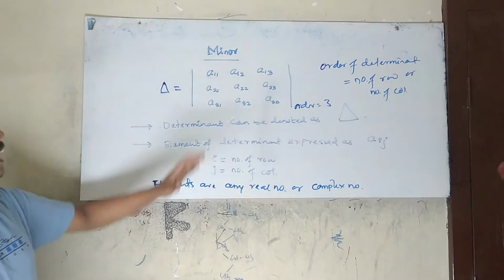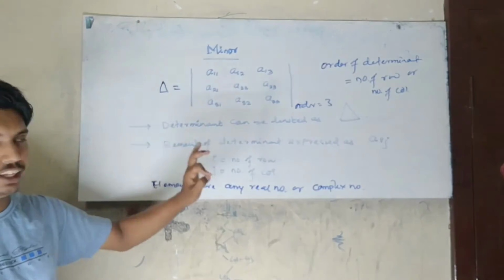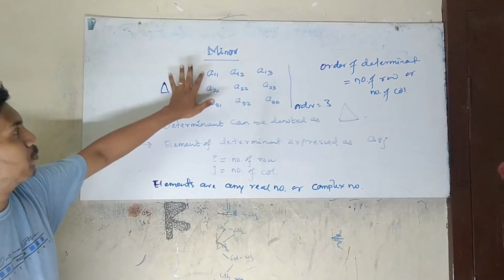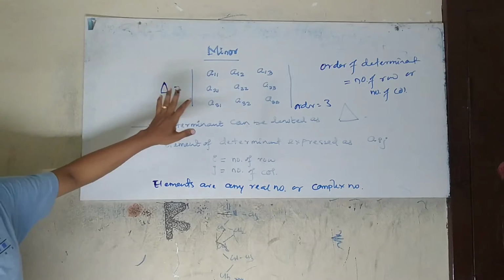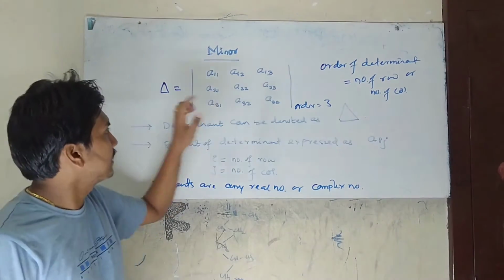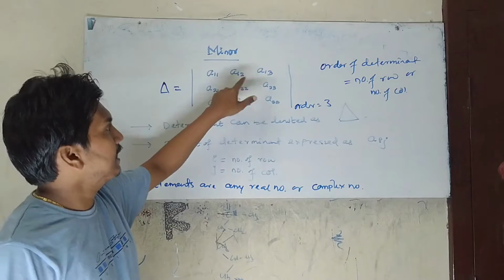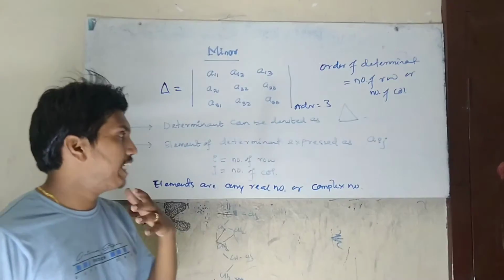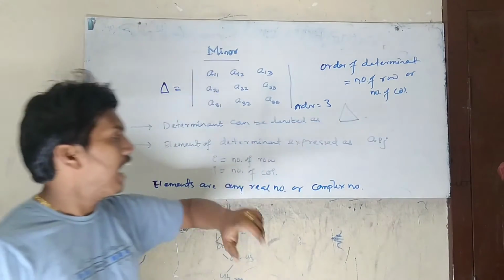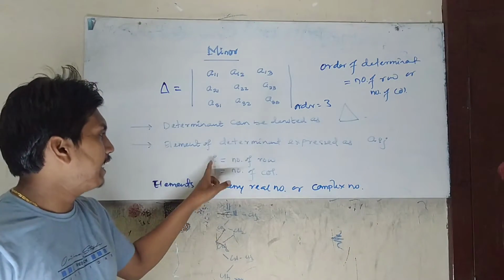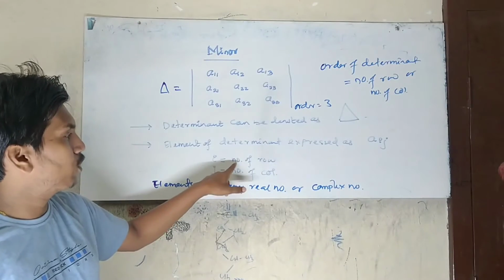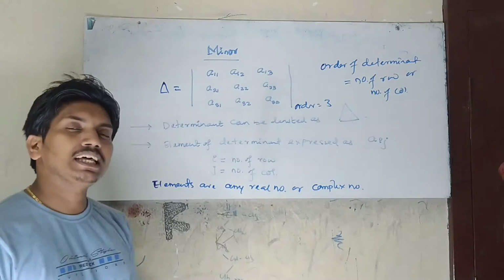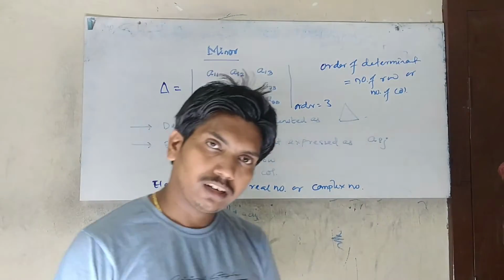So what do we study now? What is a determinant? A determinant can be denoted as delta, and these are the elements, and these elements in general can be expressed as Aij. What are i and j? i is the number of row and j is the number of column, and elements may be real numbers or complex numbers.